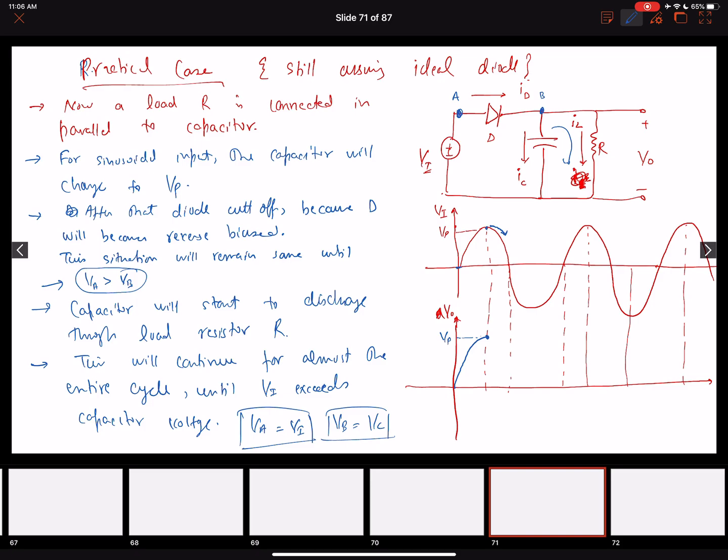So interesting thing is, if I draw the output now, after reaching this point, as it is going down, it is going to start to discharge, right? And this discharging will continue. This is a peak value. Continue till this time. And so essentially it won't continue.